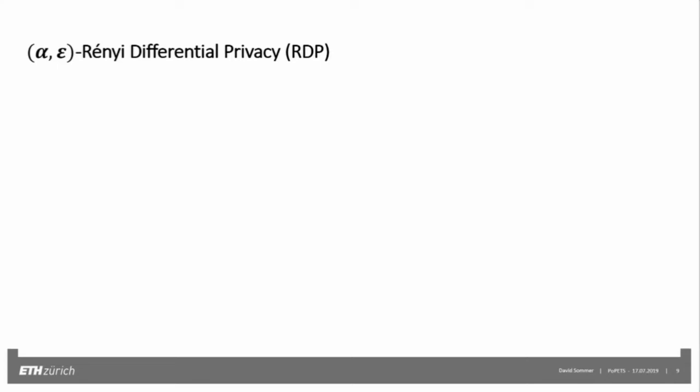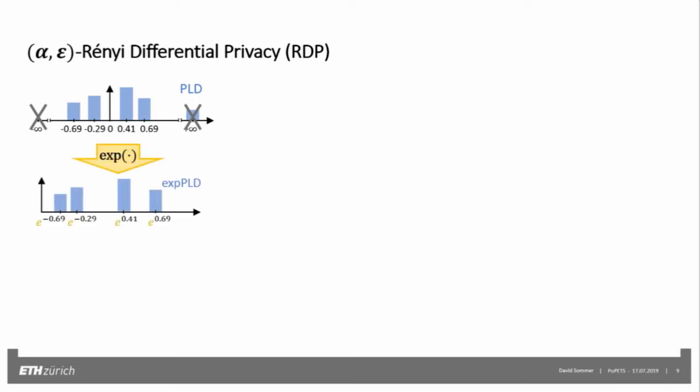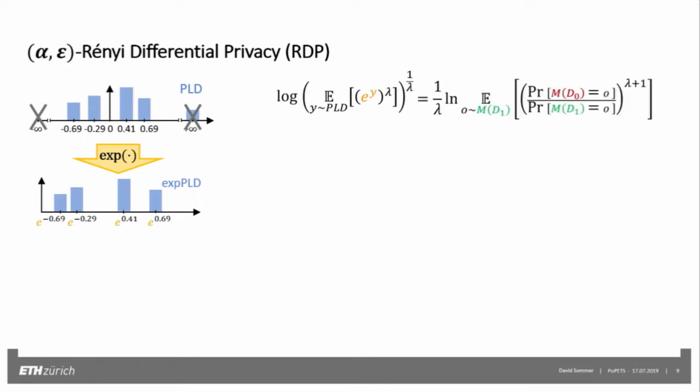This is heavily used in machine learning because it behaves very well under composition. To illustrate how easy it is to understand, this is the privacy loss distribution without infinity buckets here. If we exponentiate the x-axis and calculate the moments of the distribution, maybe you recall from statistics that moments tell something about the shape. And if we take the logarithm of it, because we are cool, and put in definitions and so on, we get this expression. Don't try to understand it.